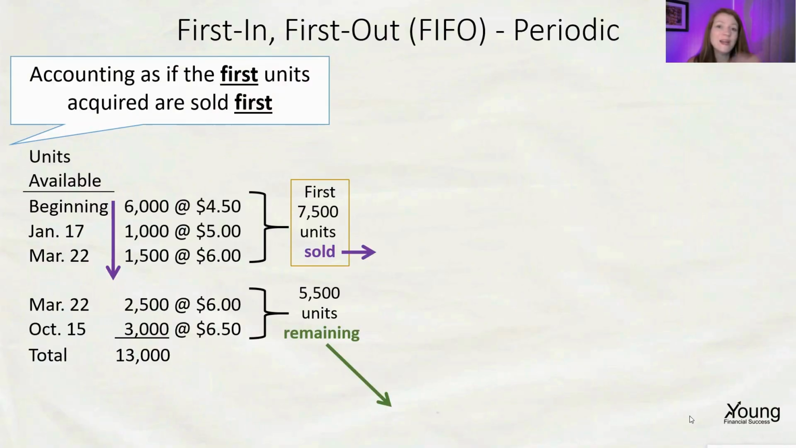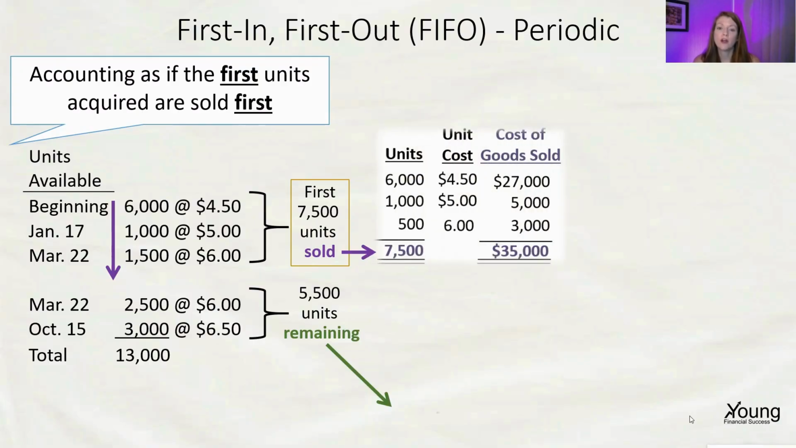So with periodic, we didn't keep track of it on a regular basis. So instead, we just say, okay, total, we had 7,500 units that we sold. So we're just going to go to the first units we bought, and we say, okay, 6,000 at $4.50, 1,000 at $5, and then to make it a total of 7,500, we'll go from our March 22nd purchase, and we'll take 1,500 of those at $6. So our cost of goods sold come from the first 7,500 units that we had on hand, which totaled $35,000.